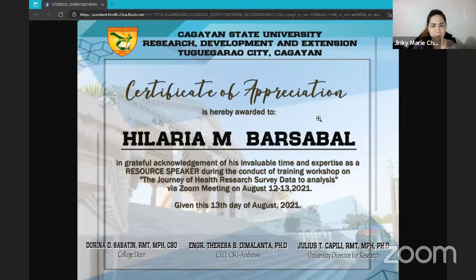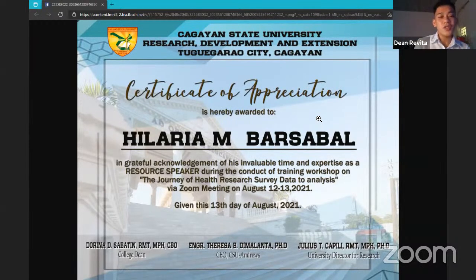Cagayan State University Research and Development Extension awards this certificate of appreciation to Professor Hilaria M. Barsabal in grateful acknowledgement of her invaluable time and expertise as a resource speaker during the training workshop on the journey of health research survey data to analysis via Zoom meeting on August 12 and 13 of 2021, given this 13th day of August in the year 2021. Signed by Dorina D. Sabatin, RMT, MPH, College Dean, Engineer Teresa B. Dimelanta, PhD, CEO of CSU Andrews Campus, and Julius T. Capili, RMT, MPH, PhD, the University Director for Research.